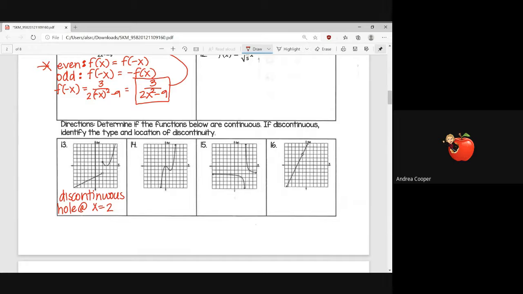Okay. 15 is discontinuous. Now this one, I would accept vertical asymptote, but it's definitely called an infinite discontinuity. And that's at x equals, where is that vertical asymptote? You can draw it in if you want. At x equals 3. And 16 is also discontinuous. You have a hole right there. Okay. All right.